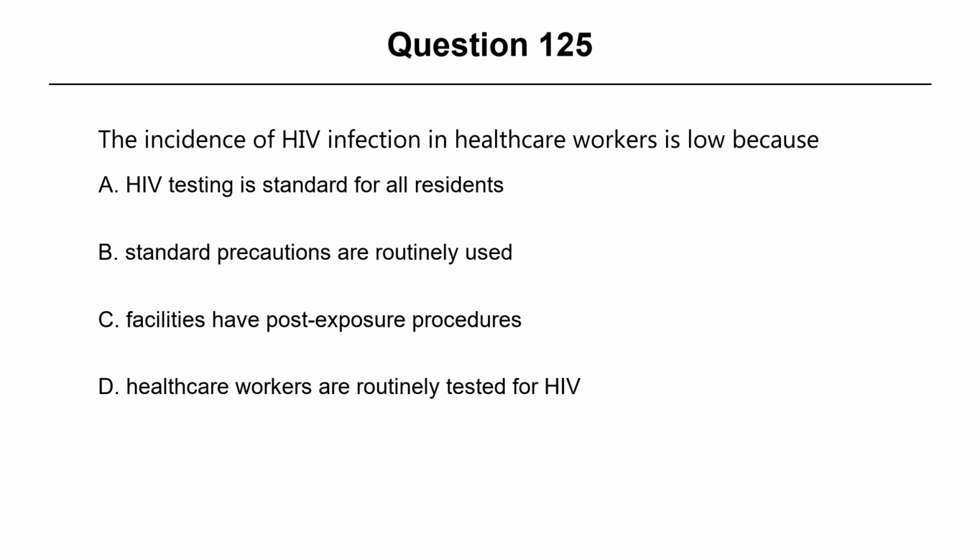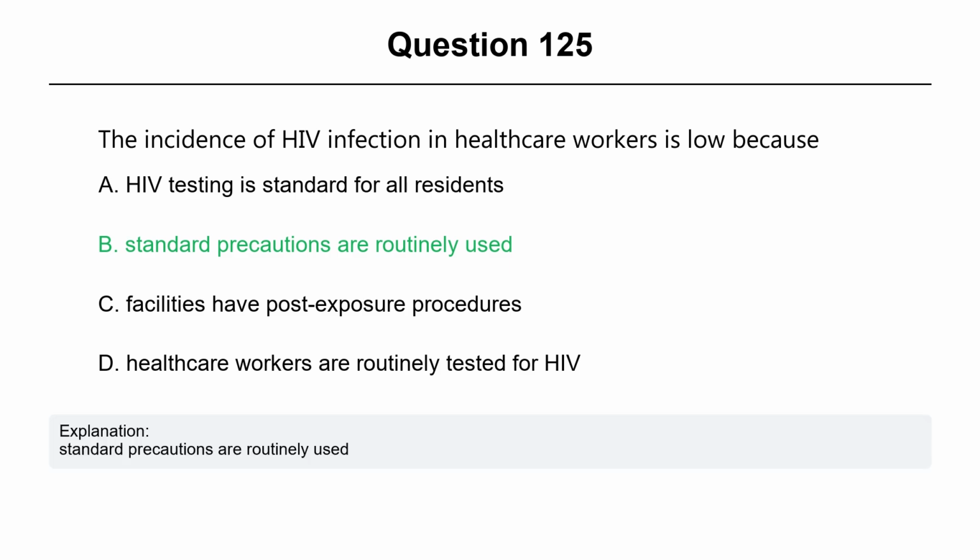Question 125. The incidence of HIV infection in healthcare workers is low because Option A, HIV testing is standard for all residents. Option B, standard precautions are routinely used. Option C, facilities have post-exposure procedures. Option D, healthcare workers are routinely tested for HIV. The correct answer is option B, standard precautions are routinely used.